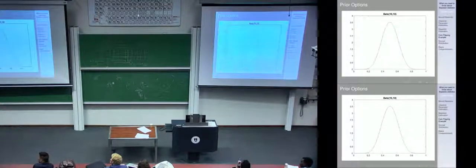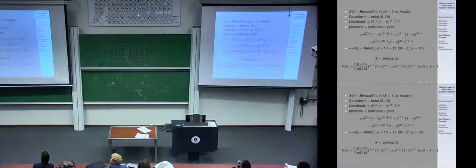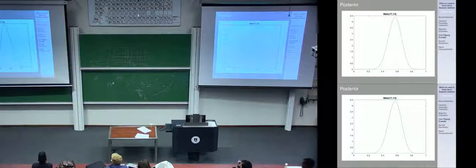So if we take this one, because this one seems like a good choice, and we do the same example, but with a beta 10, 10, our likelihood is still the same. Now I plug in my prior there, so that's the beta 10, 10 distribution, but note the theta is now a random variable everywhere. Using the same mathematics, I now get a beta 17, 13, right? And if you plot it, it looks like that. So it's still symmetrical. It hasn't broken the symmetry, right?